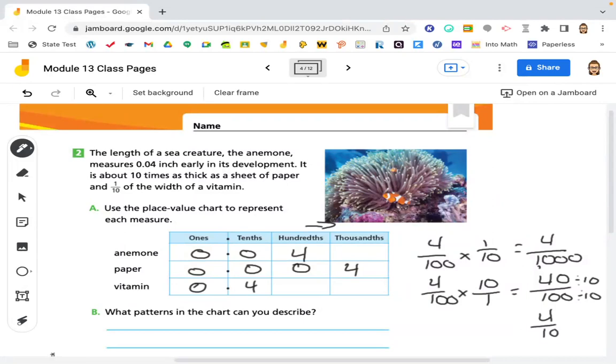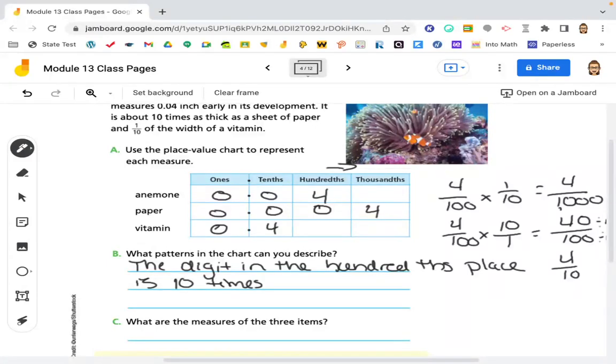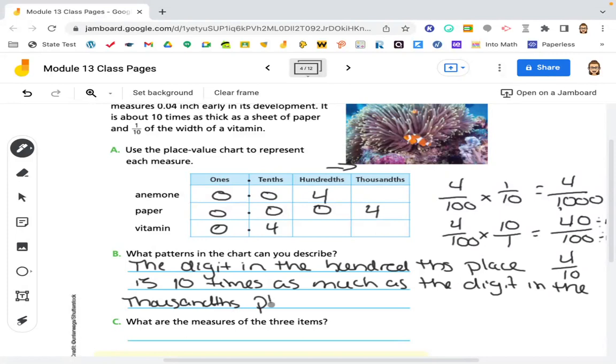So then, what patterns in the chart can you describe? Well, the digit in the hundredths place is 10 times as much as the digit in the thousandths place, and 1/10 of the digit in the tenths place.